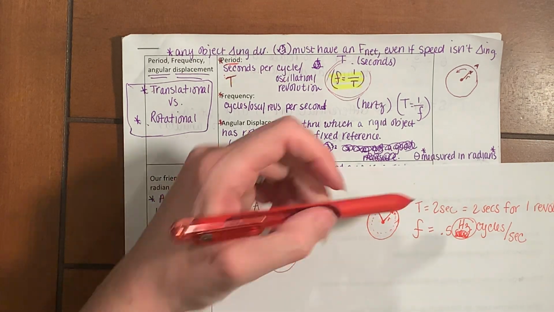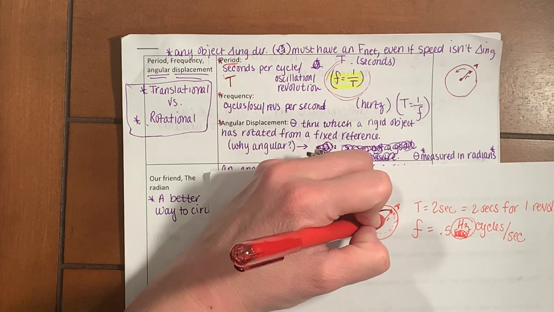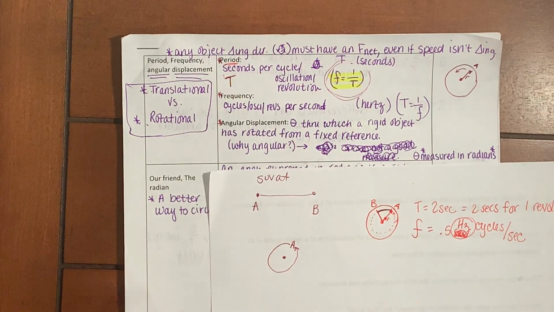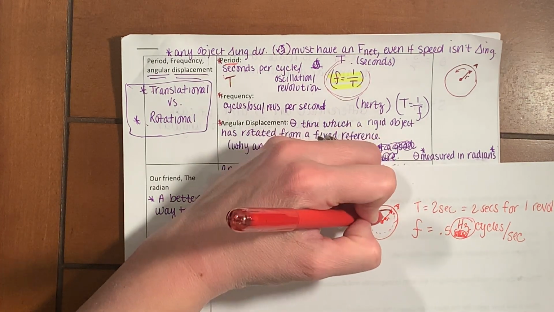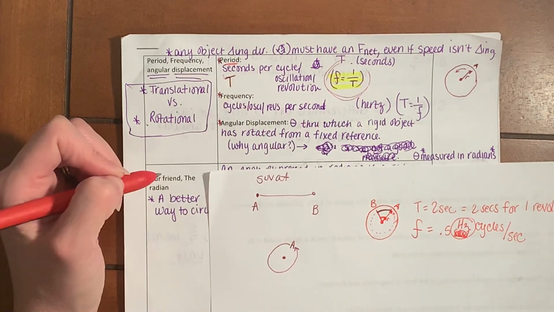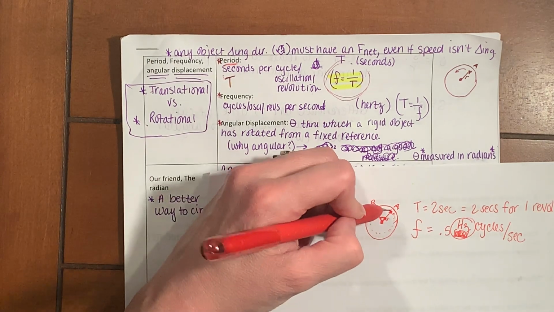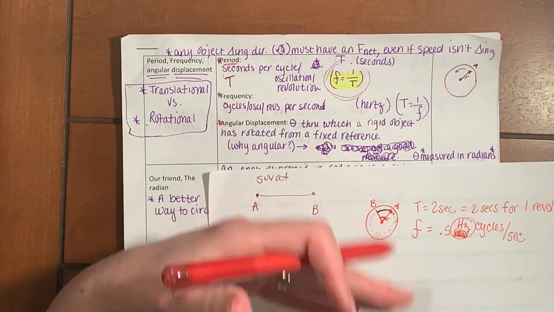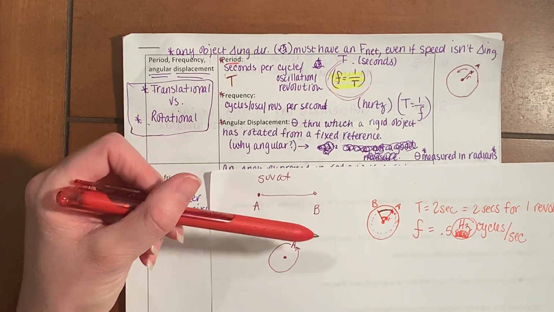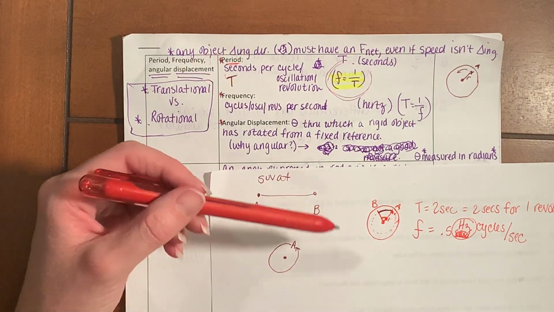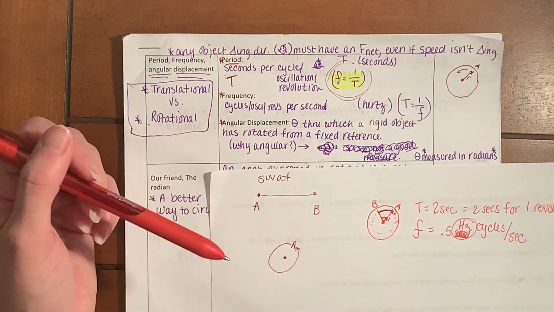But let's say the bug wasn't sitting quite in this location. Let's say the bug was sitting a lot closer to the center. Well, that point between point A and point B is going to be a lot shorter, so that actual linear displacement doesn't quite match up.